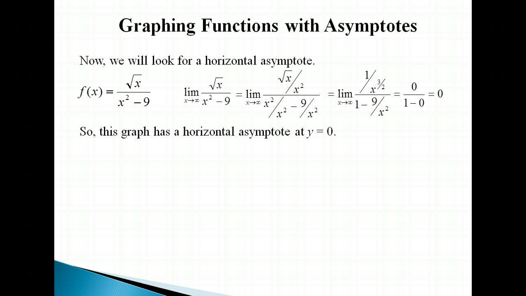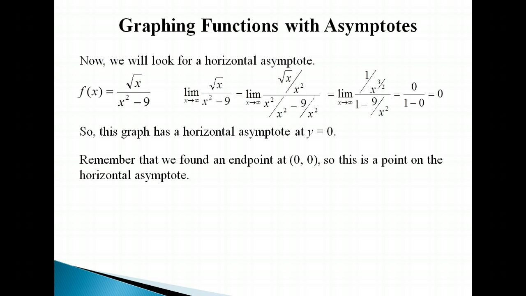You don't need to be concerned with what happens as it approaches negative infinity in this case, because our graph doesn't exist over there. Remember, it starts at 0 and goes toward positive infinity. We also found that endpoint at (0, 0), so that's actually lying on our horizontal asymptote.